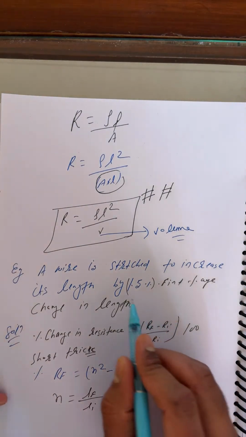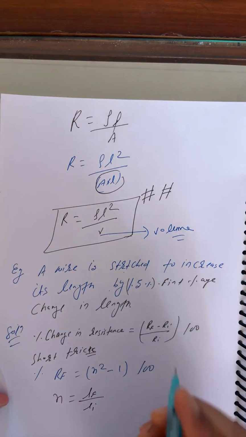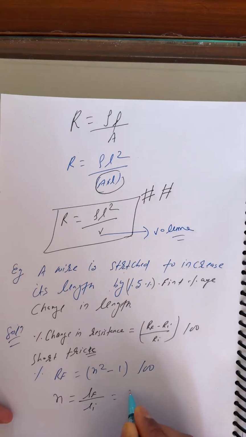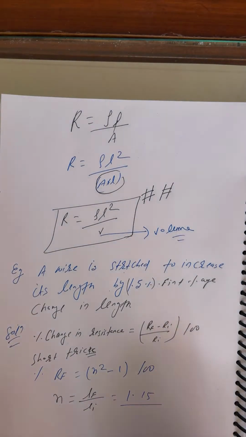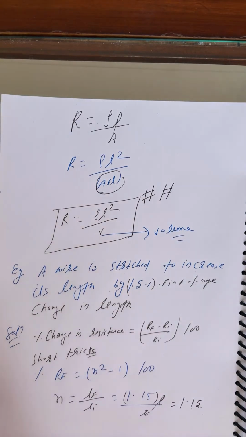So now, what's in the question? A wire is stretched to increase its length. Initially you can take 1 meter. After the increase it is 1.15 upon L initial, which remains L only. So L upon L, L cancels, and n is 1.15, my dear.